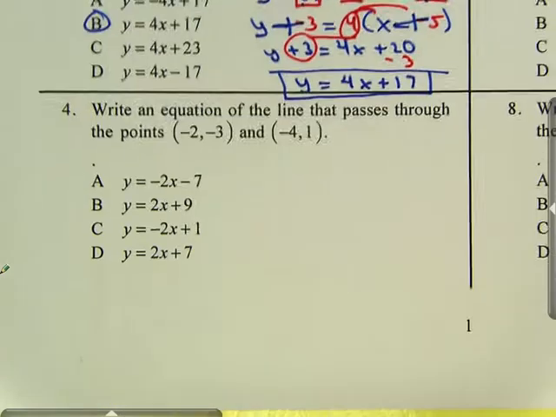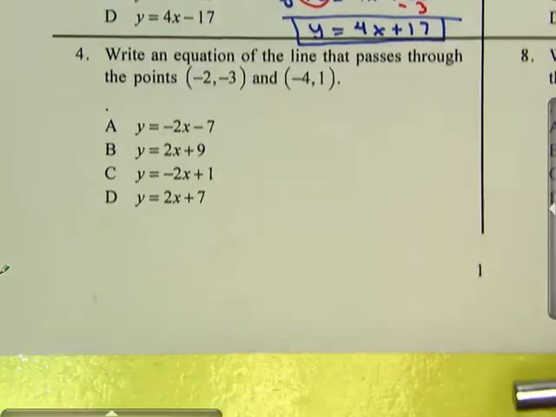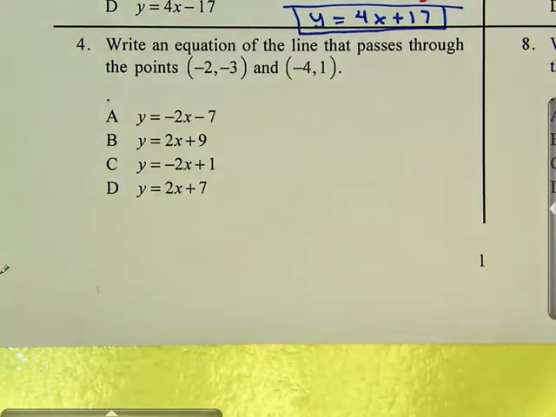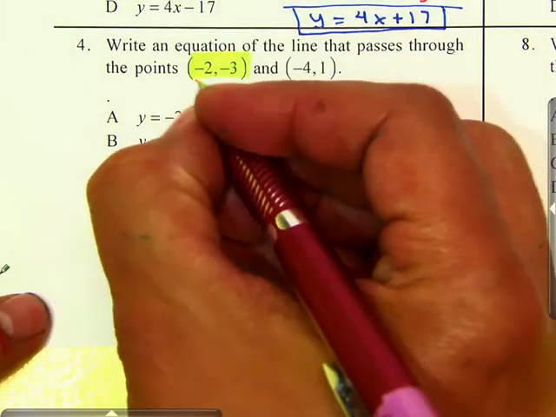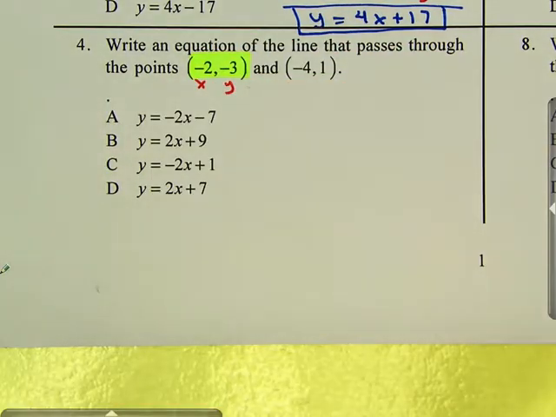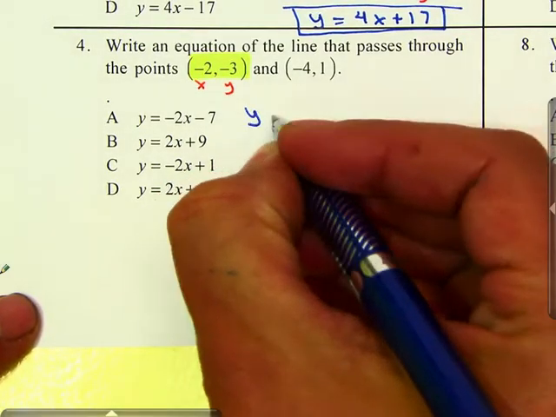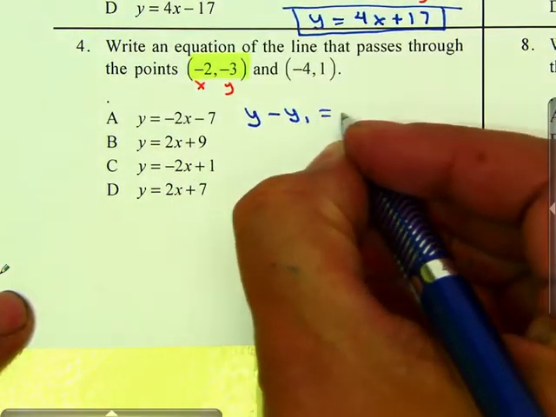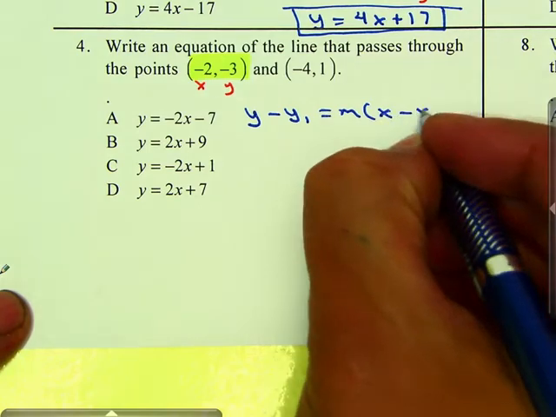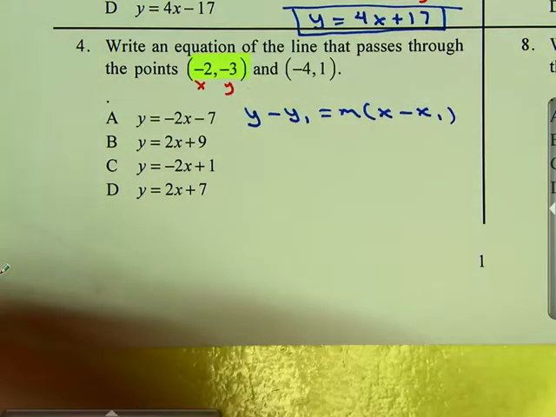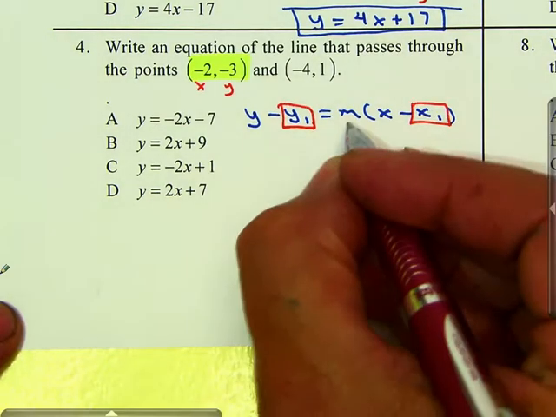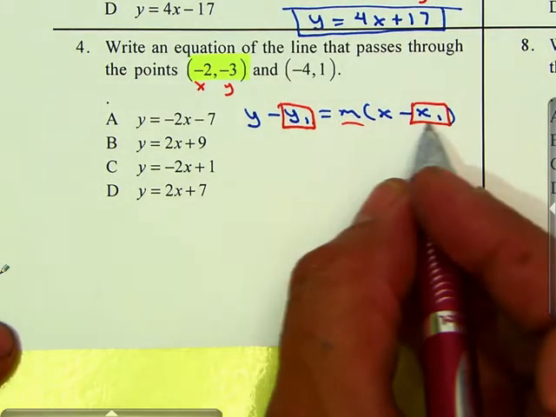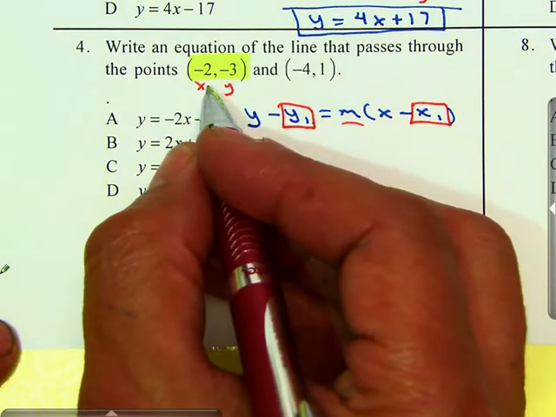Problem number 4. Write the equation of the line that passes through the points. Once again, they give you a point, where this is your first point, so this is your x and this is your y. So we're going to have to use your point-slope form. y minus y1, you have to memorize your equation, equals m times x minus x1. I'm going to plug in the y value, the x value, and my slope. And I prefer to plug in the y and x value from the first point.